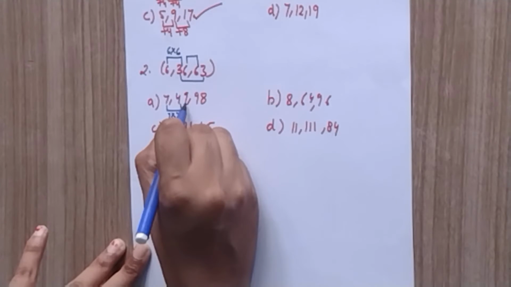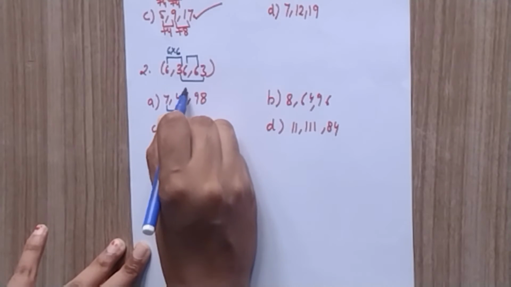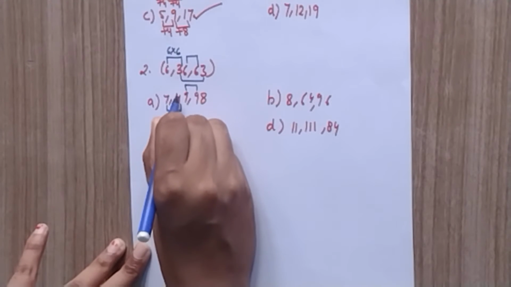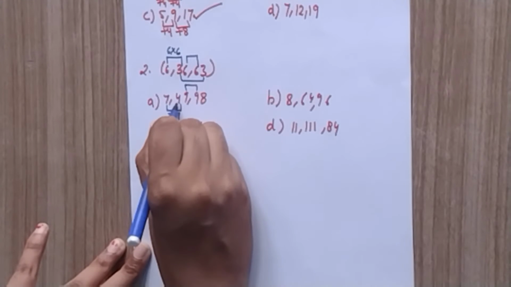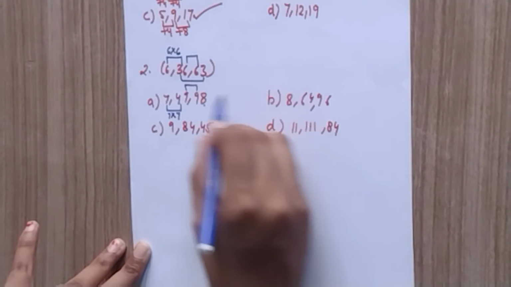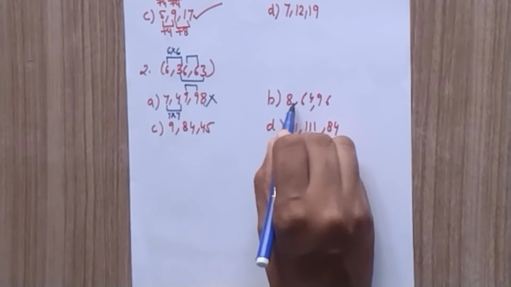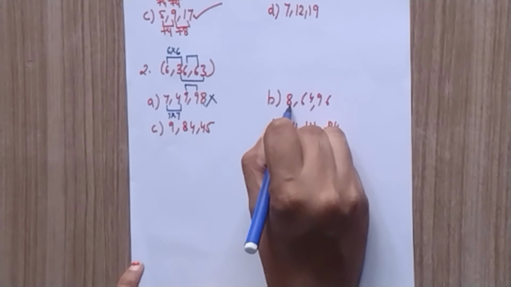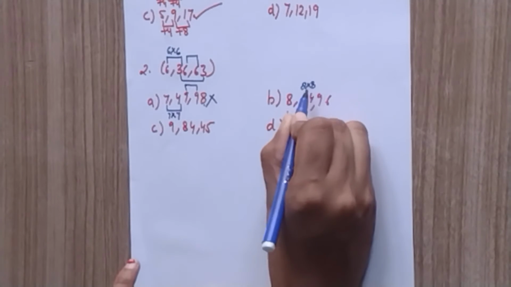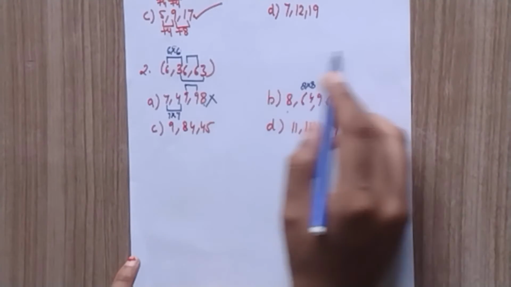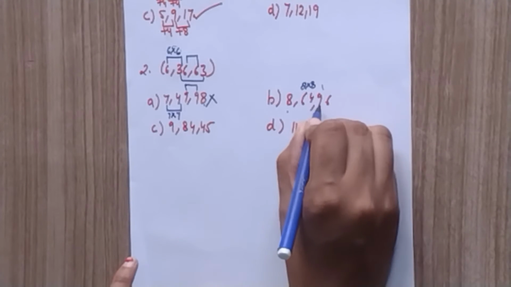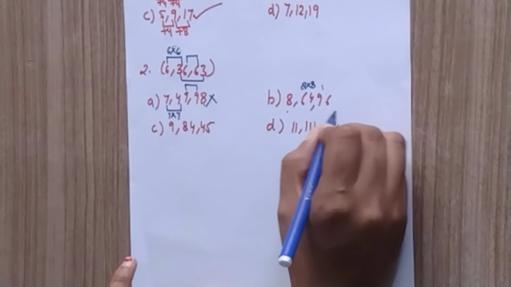Let's solve the options one by one. First, option A. Here we can see that 49 is 7 times multiple of 7. But we also need to satisfy our second condition. The second condition does not satisfy here, as the number 4, which is at the 10's position in 49, is not at the 1's position in 98. So we move on to option B. Here we can see that 64 is 8 times multiple of 8. So our first condition is satisfied here.